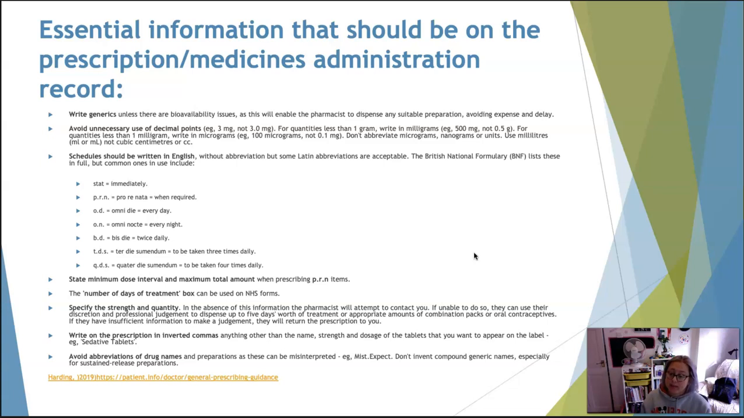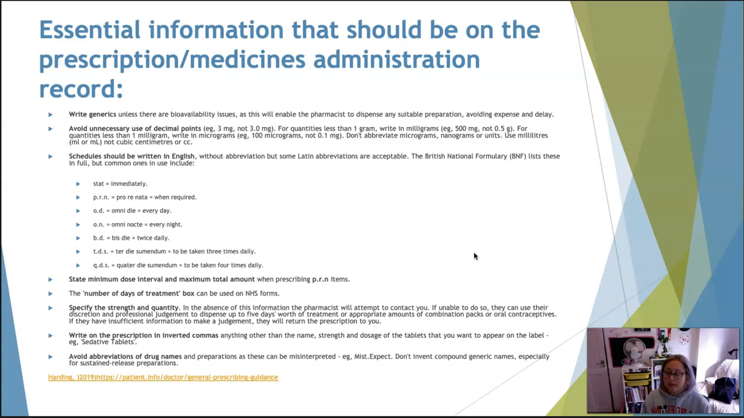Again, we should also state the minimum dose intervals and maximum total amounts, so that we know whether we're underdosing or overdosing our patients. If a treatment is over a particular number of days, this should also be highlighted on the prescription chart or the Mars chart, so that people are aware of when this medication should be started, when this medication should be stopped, and over how many days it should be given. We should be specifying the strength and the quantity, again, to help people be aware of how many they might need for this particular patient.